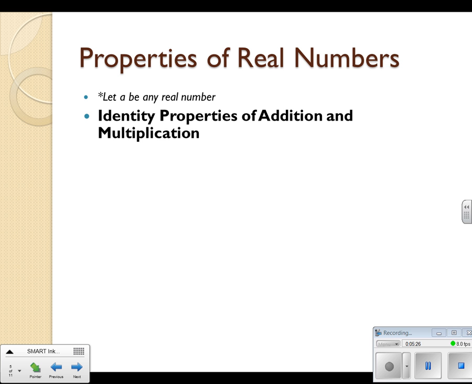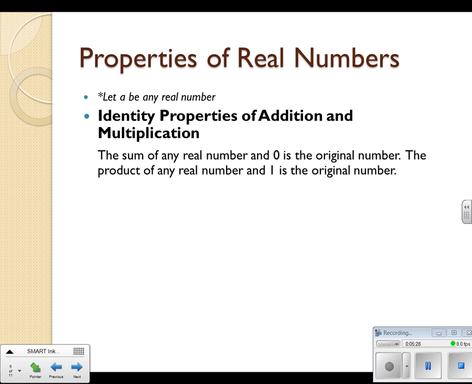Identity properties is when the sum of any real number and 0 is the original number, and the product of any real number and 1 is the original number. Because what this is saying is we want to keep its identity. This is key here. We want a number to keep its identity. So if we take any real number A, and we add 0 to it, it keeps its identity. It doesn't change at all. So if I took 5 3/4 and added 0 to it, the identity remains the same.